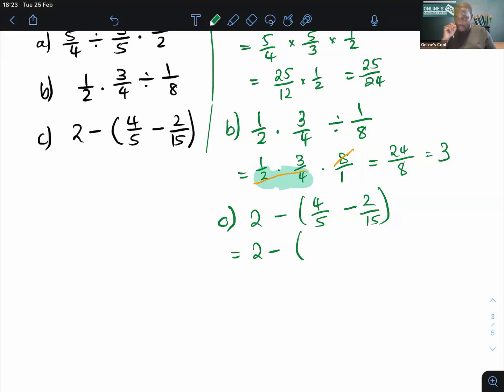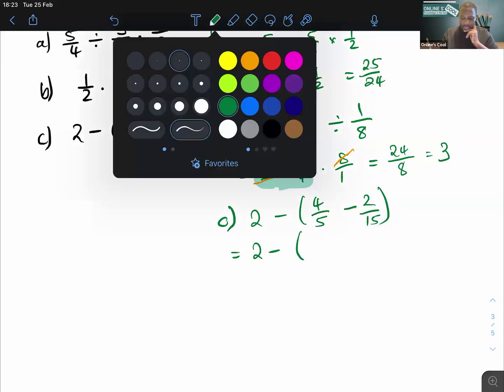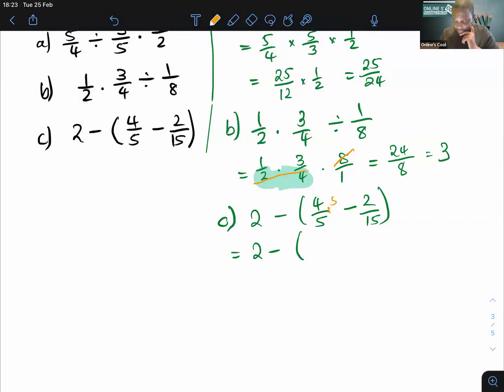But we must always look for simplifications. The first thing you do, you look at your denominators. What can I do about this to make them the same? I've got 5, I've got 15. 15 is 5 times 3. So what I can do is multiply by 3 over 3. I've multiplied by 1, I've not changed anything. The reason I'm doing that is because I want this denominator to be 15. And then this is going to be 12. So in essence, I've got 12 over 15 minus 2 over 15.